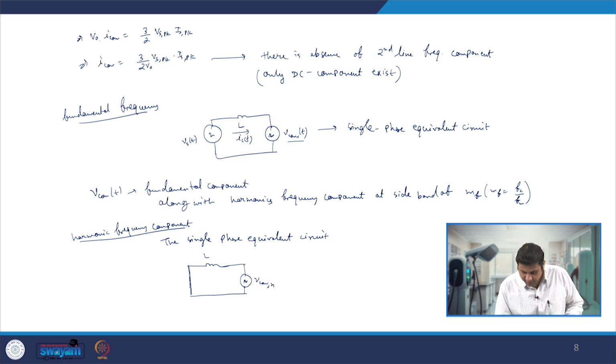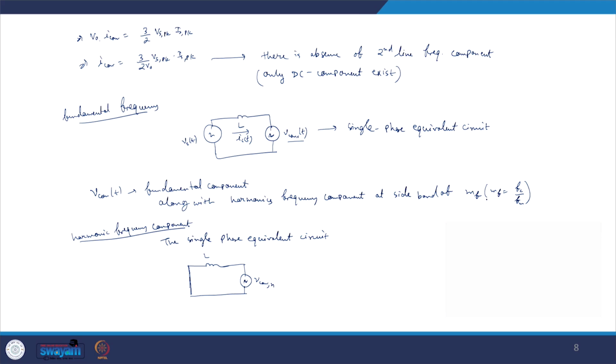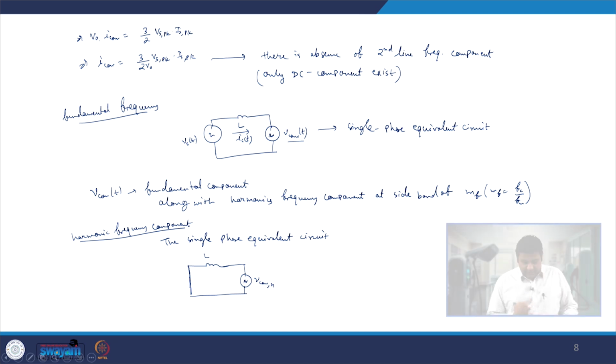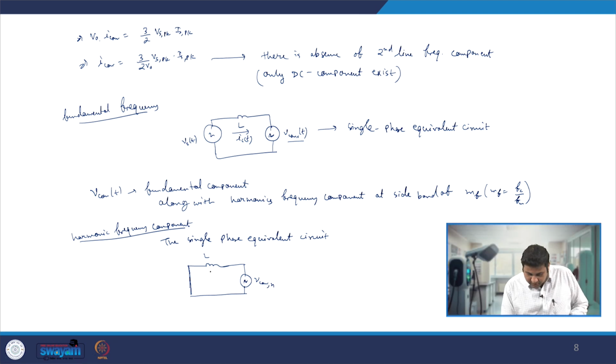of N, where N is the harmonic component, and that harmonic component will be at the side bands of MF, which is the side bands of the carrier frequency, you can say. So we have the circuit like this. Now because of this circuit, there will be a current through it, IS of that particular frequency component.